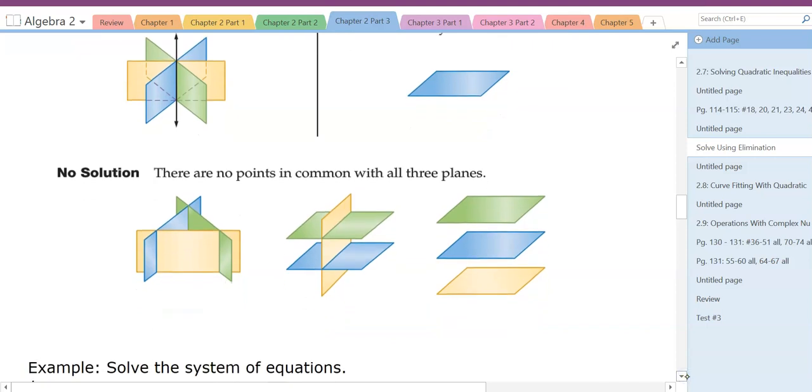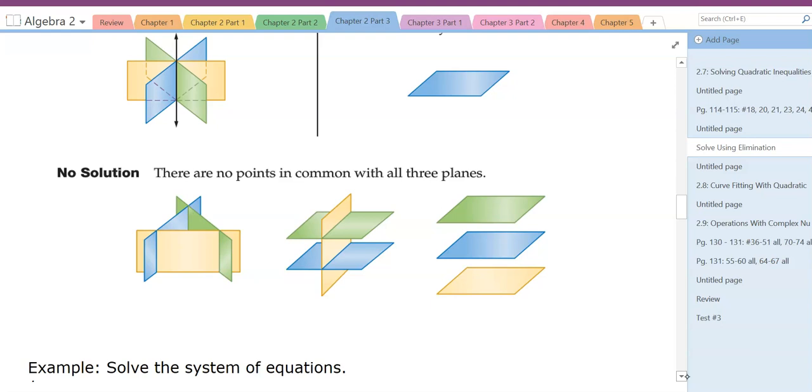Then, of course, there is the no solution. This is when there's no common points, so either they never intersect, or even if they do, not all 3 intersect at one spot. They give you a couple different situations for all of those, picture-wise, for you to think about when this would happen.